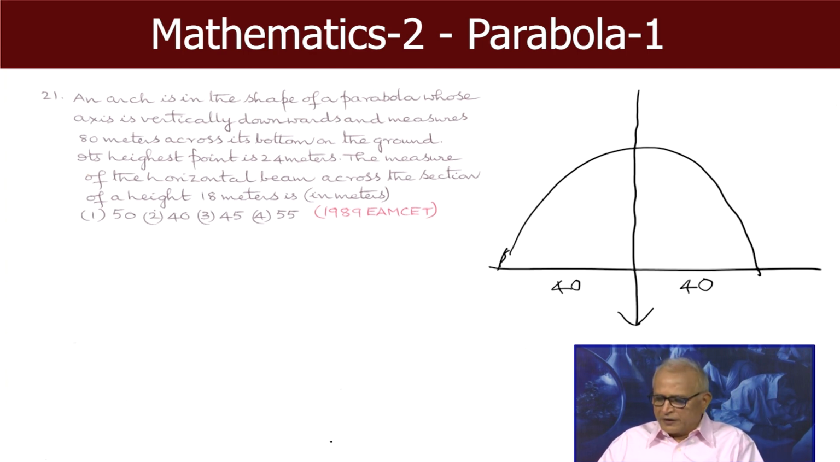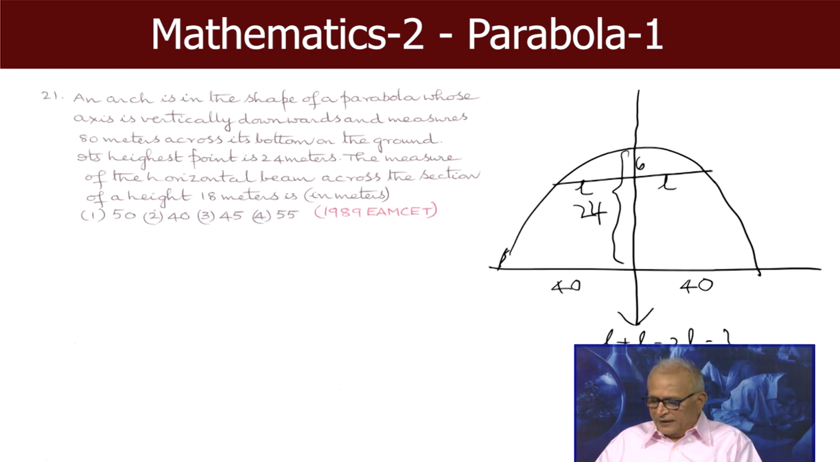ఇట్స్ హైయెస్ట్ పాయింట్ ఈస్ 24 meters. దిస్ ఈజ్ 24. ది మెజర్ ఆఫ్ ది హారిజాంటల్ బీమ్ అక్రాస్ ది సెక్షన్ ఆఫ్ ఎ హైట్ ఆఫ్ 18 meters ఈజ్... ఇక్కడి నుంచి 18 metersలో, అంటే 6 అన్నమాట. ఇది ఎంత అని అడిగారు. సపోజ్ యూ కాల్ ఇట్ యాజ్ l ప్లస్ l. వాట్ ఈజ్ 2l? దట్ ఈస్ ది మెజర్ ఆఫ్ ది హారిజాంటల్ బీమ్ అక్రాస్ ది సెక్షన్ ఎట్ ఎ హైట్ ఆఫ్ 18 meters.